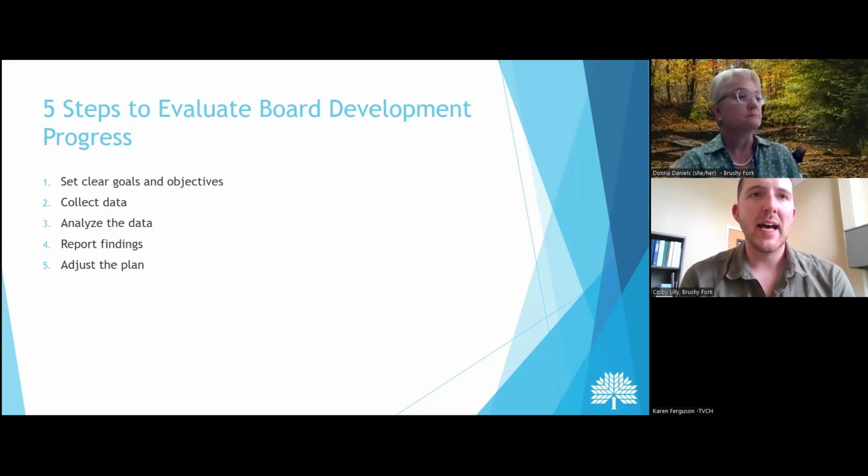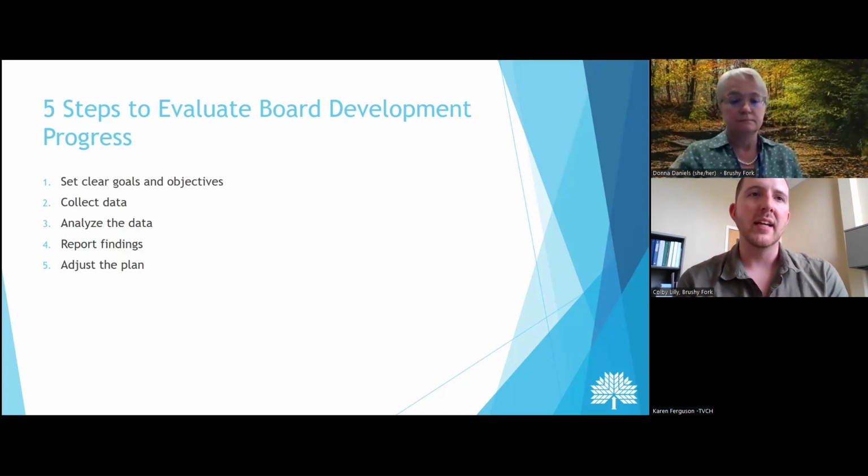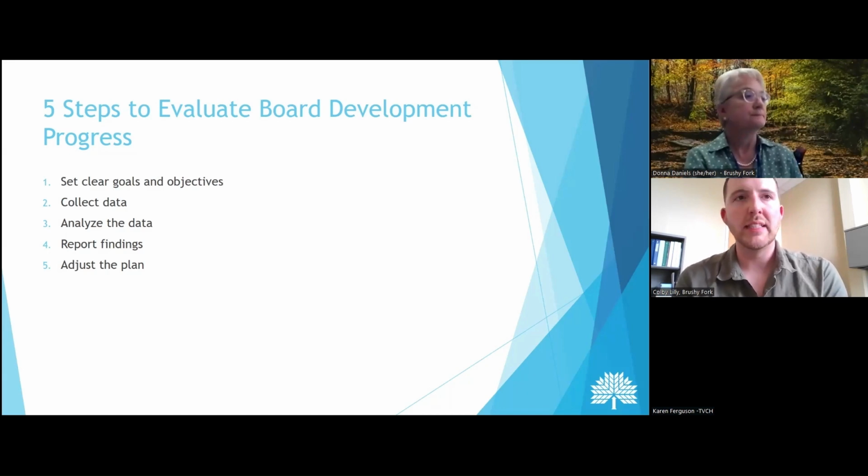Next, collect data. Collect data on the progress of the board development plan. This can include fellow board members' evaluations, surveys, annual reviews, board self-assessments, and stakeholder feedback. Then analyze the data. Use various metrics for measuring success, including board composition, and those are things like gender, ethnicity, and professional background, for example. Also engagement, so participation of individual board members in meetings and other activities, and training, things like attendance at conferences, workshops, and board retreats. And then the next step in evaluation is to report those findings.